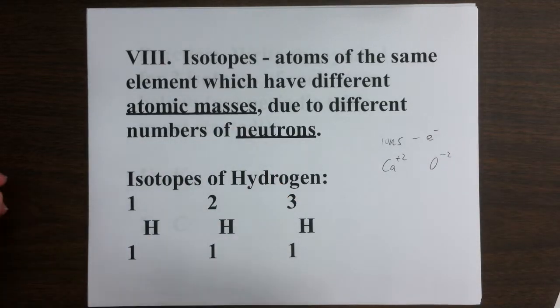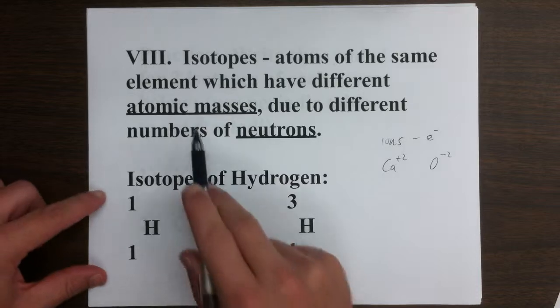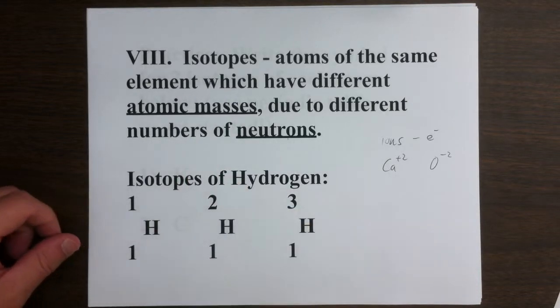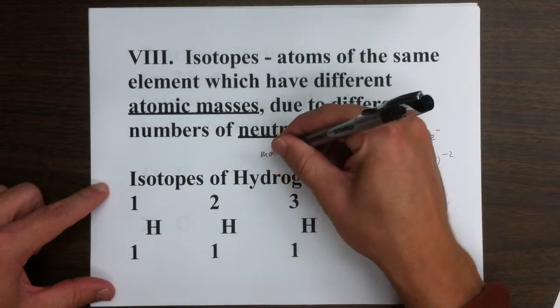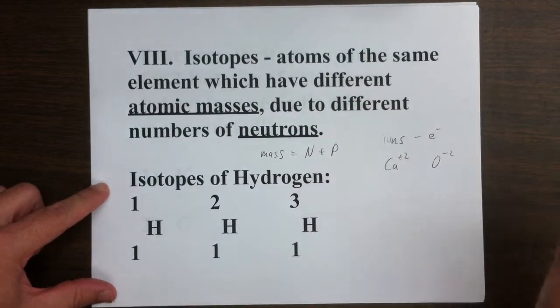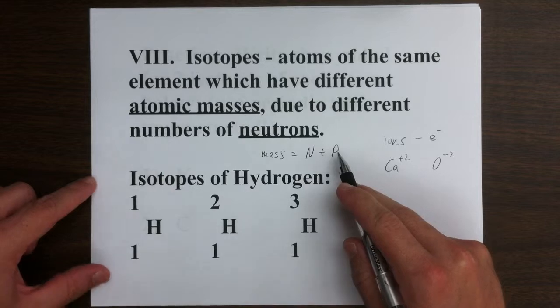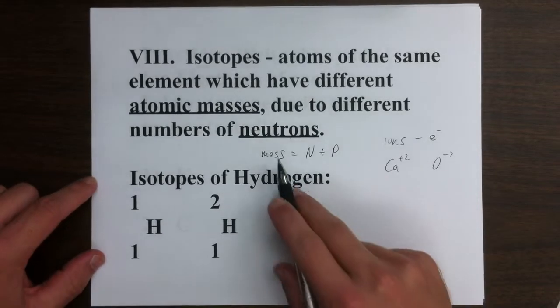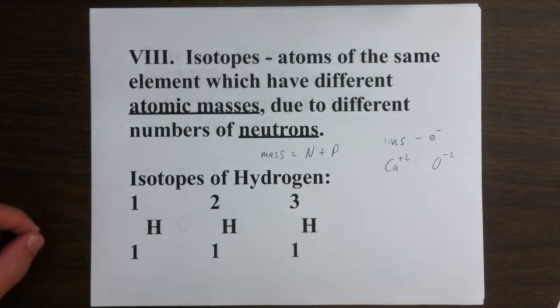Isotopes, however, are atoms of the same element that have different masses, and this is due to the neutrons. Because remember that mass equals the number of neutrons plus the number of protons. You can't change the protons because then you change the element, but if you change the neutrons, you change the mass. For example, here we have hydrogen.